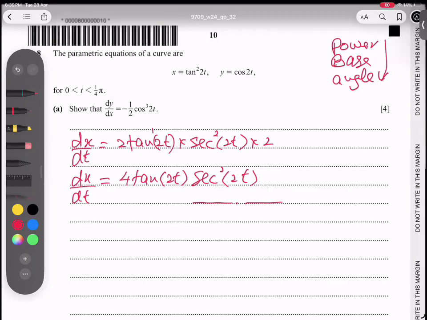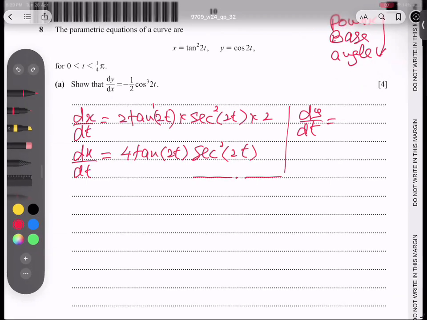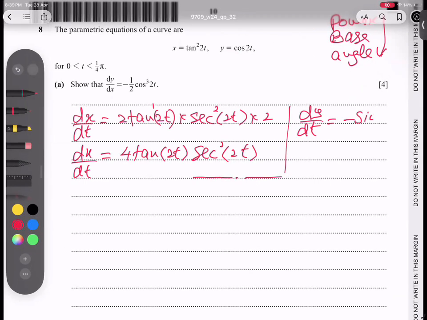So I'm now going for the y. I think it's easy to do. So dy over dt. It has no power, so I start directly from base and angle. So the derivative of cos is negative sine double t into 2. So we can write negative 2 sine double t. Clear? Now, students, what is my job? To find dy over dx.